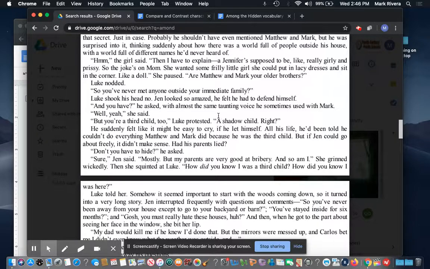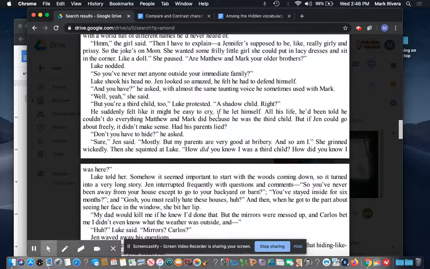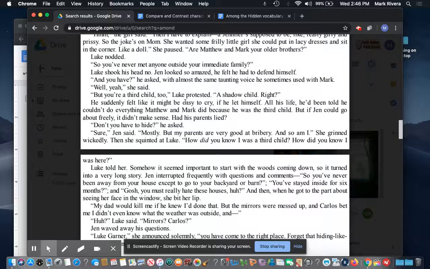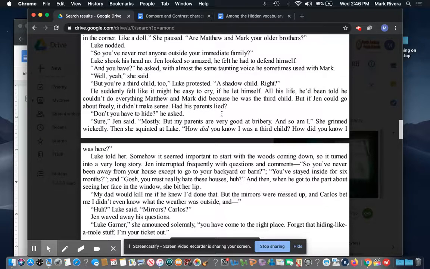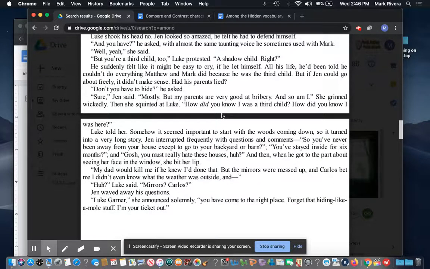Jen looked so amazed he felt he had to defend himself. "And you have?" he asked with almost the same taunting voice he sometimes used with Mark. "Well, yeah," she said. "But you're a third child, too," Luke protested. "A shadow child, right?" He suddenly felt like it might be easy to cry if he let himself. All his life he'd been told he couldn't do everything Matthew and Mark did because he was the third child. But if Jen could go about freely, it didn't make sense. Had his parents lied?